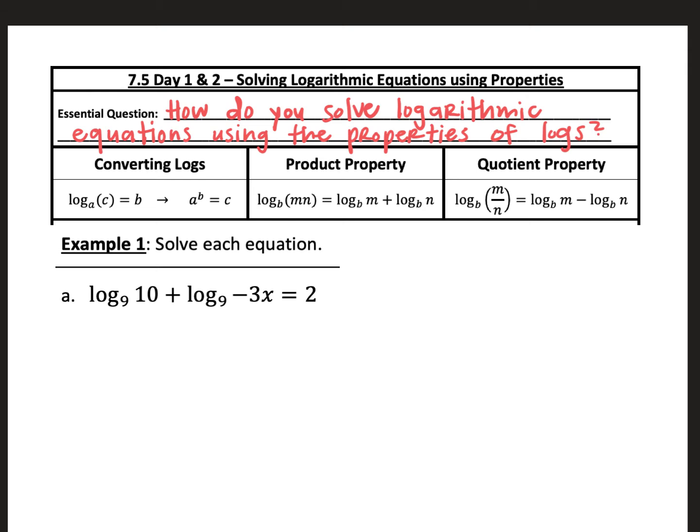Today we're going to use 2 of our 3 properties. My last one, the quotient property, we'll use tomorrow. Don't actually cross it out because you will come back to it, but for today we're not going to use it. The first thing I want to review is converting logs.